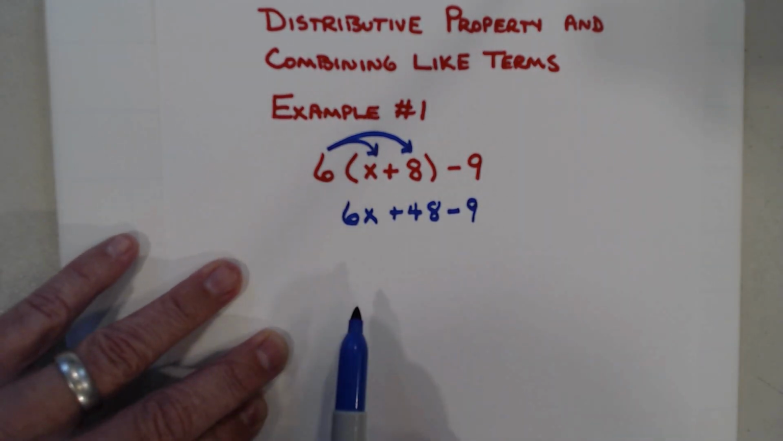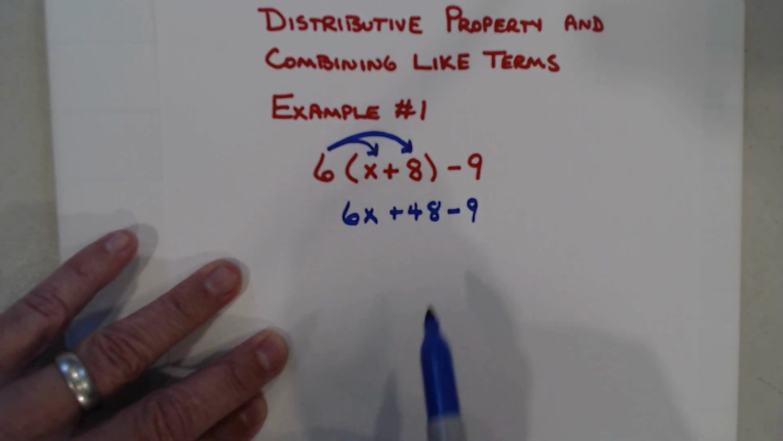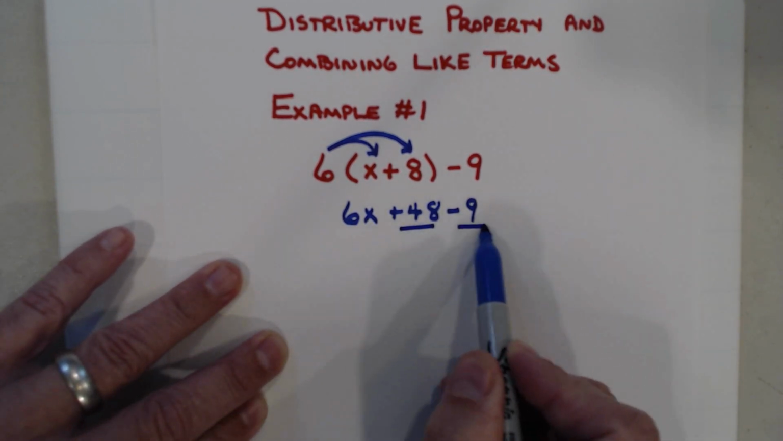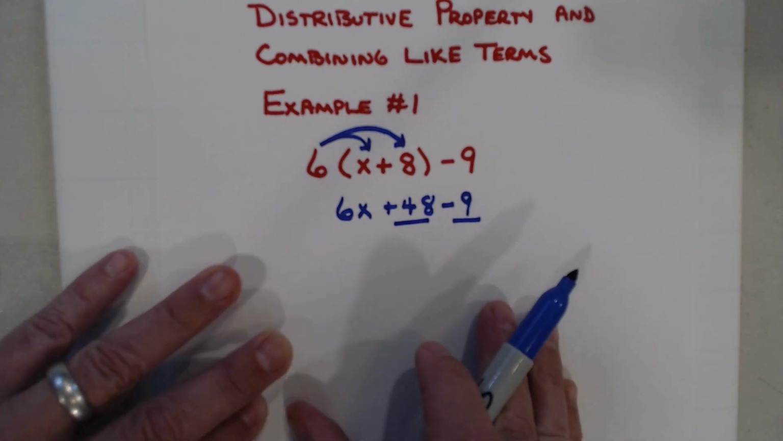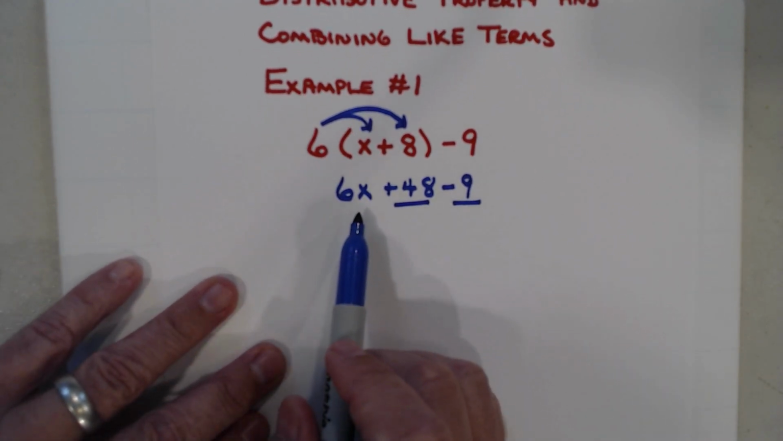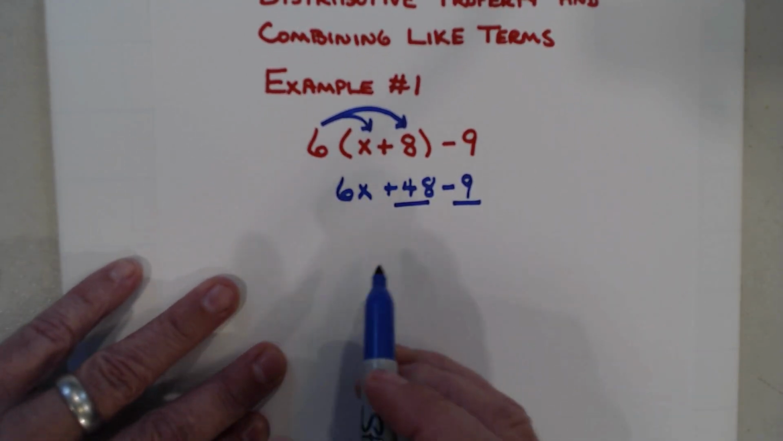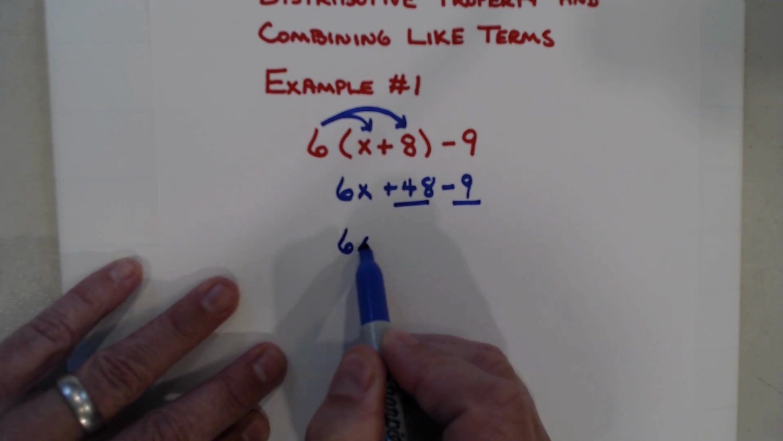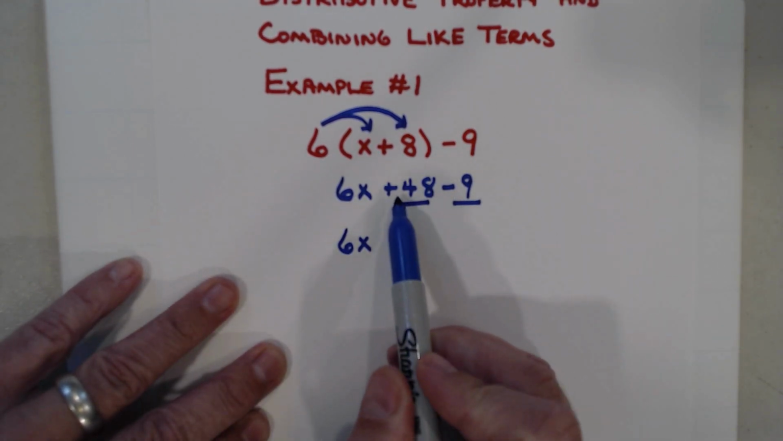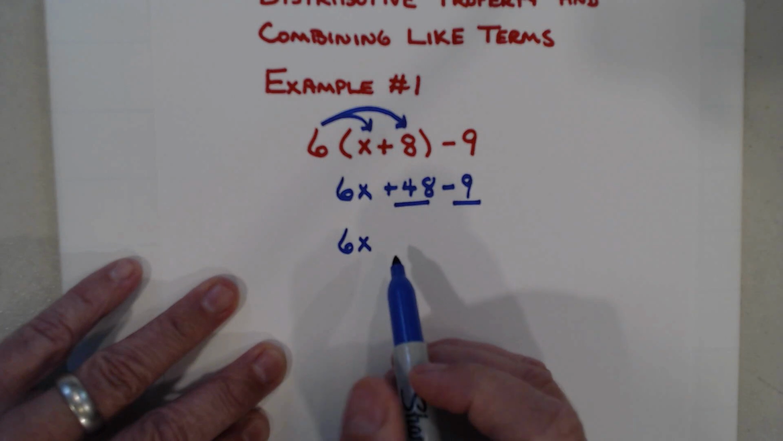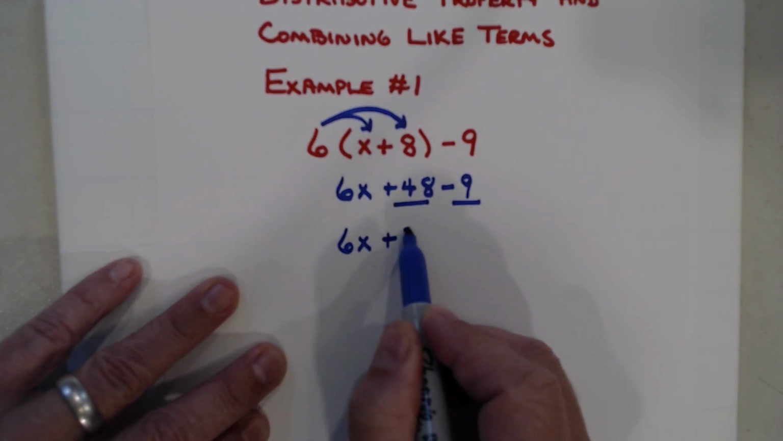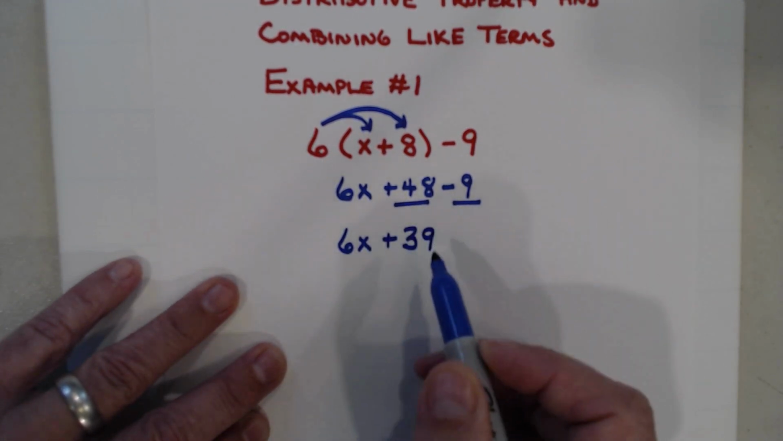Now I need to combine like terms. I need to see what goes together. These constants down here on the end are the ones that go together. Nothing else has an x, so I don't combine anything else with that 6x. I bring it down and I put these two together. Positive 48, negative 9, put those two together, I get positive 39.